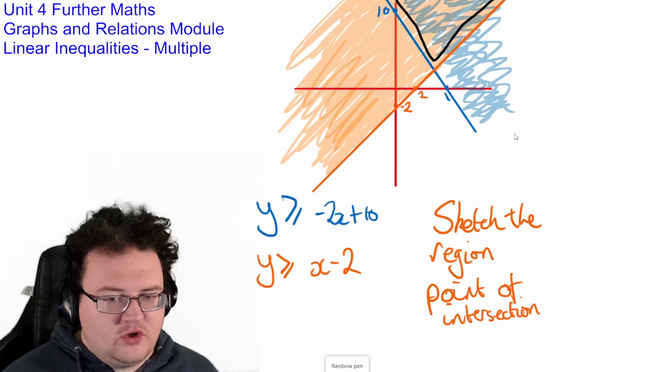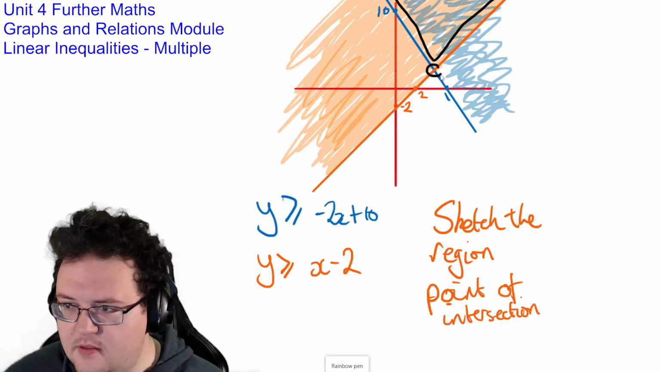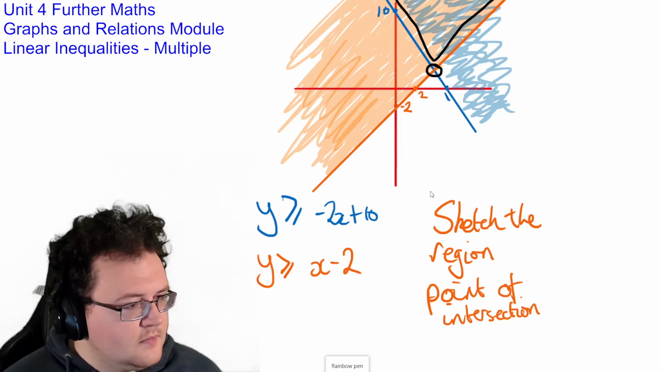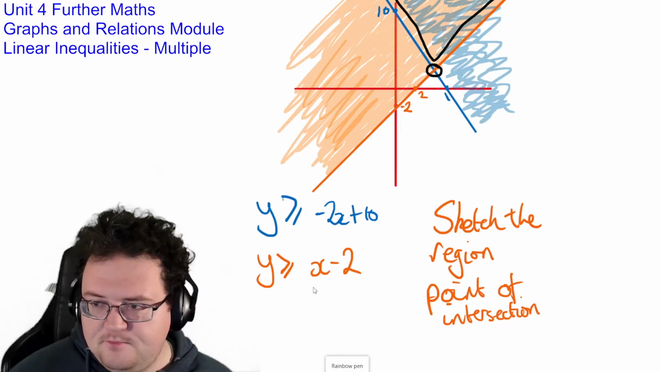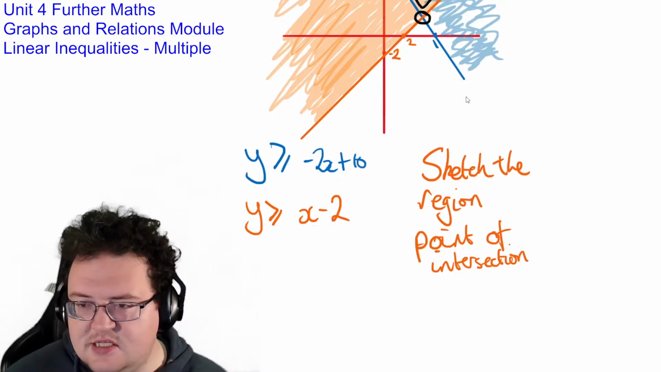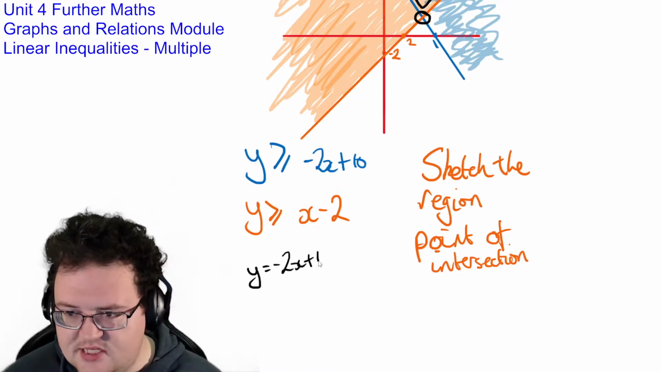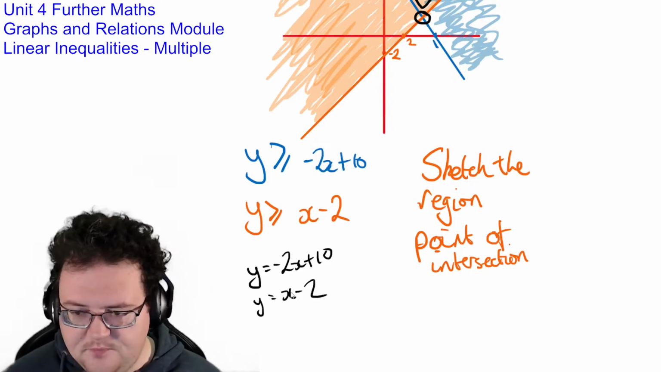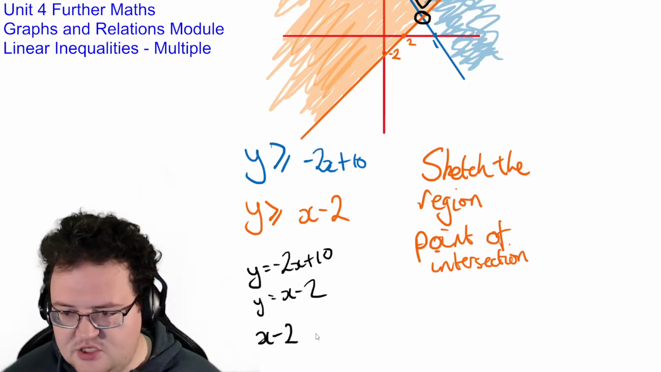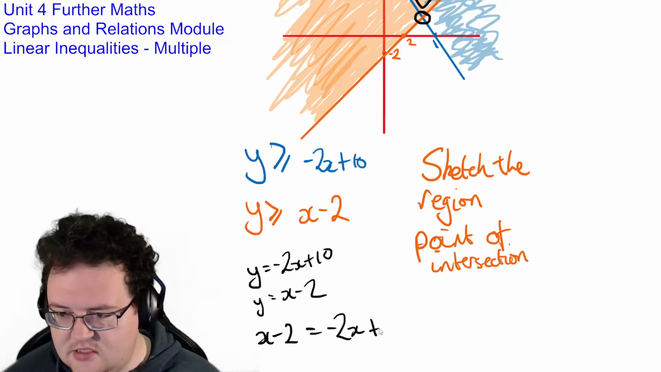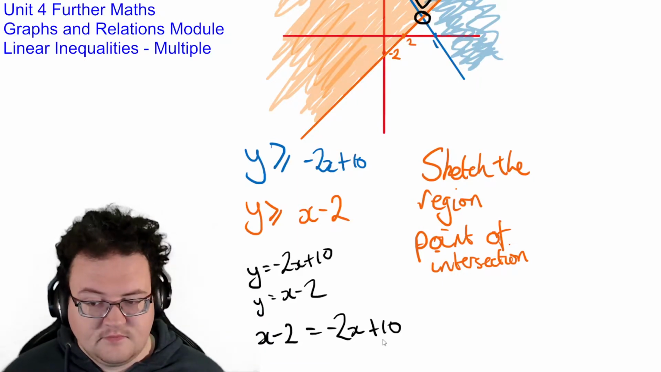The other thing it wants though is the point of intersection. It wants that point of intersection there. Now, the way we find that by hand is we make both of these inequalities just equals. y equals minus 2x plus 10, y equals x minus 2. Because they've both got y in them, I can put them back to back and say that x minus 2 equals minus 2x plus 10. And then I can solve for the x value that I need.